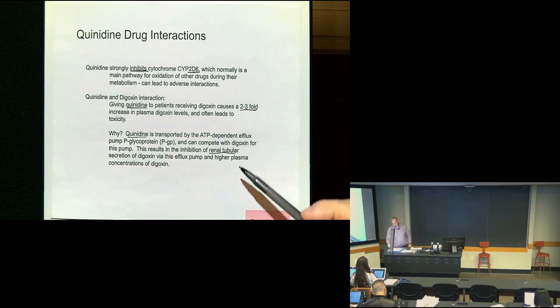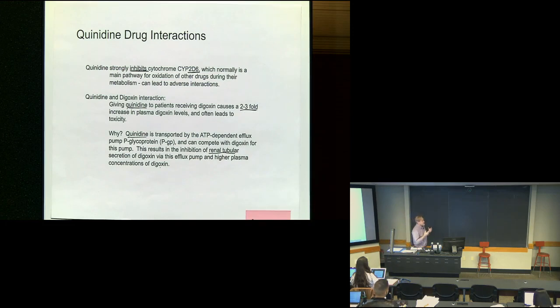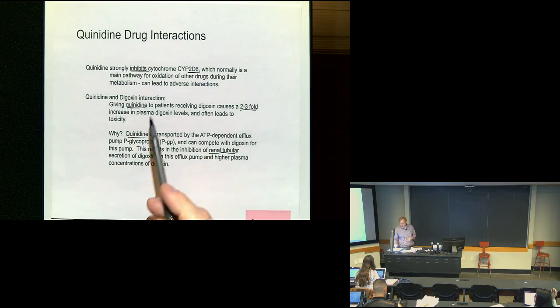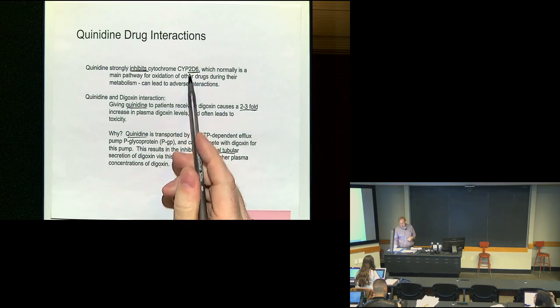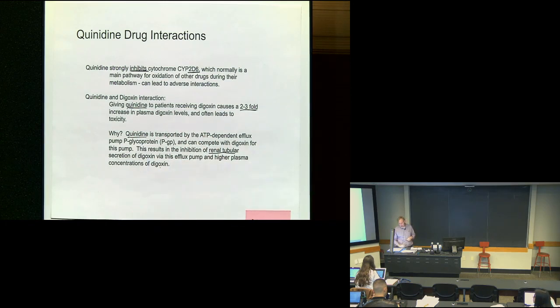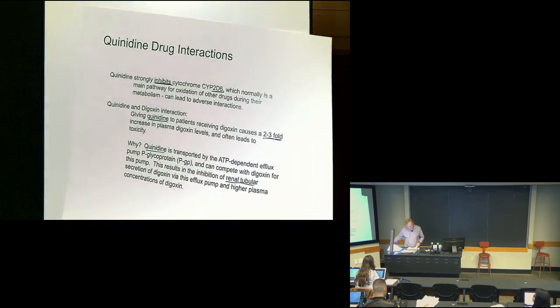So in both of these cases, quinidine isn't totally specific for binding to the protein that we intend it to, that sodium ion cardiac channel. By binding to these other proteins, it can lead to these adverse effects, either by inhibiting this cytochrome, or as a substrate for this efflux pump. Okay, all right, so that's class 1.